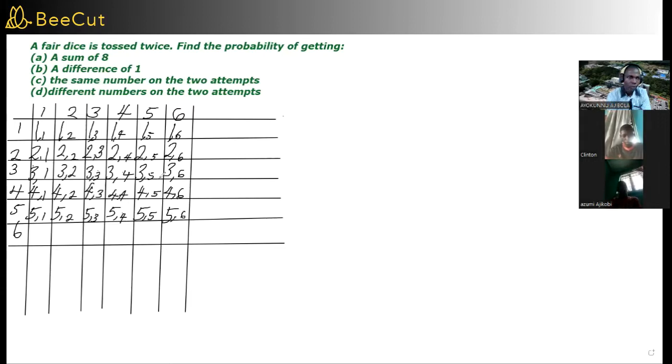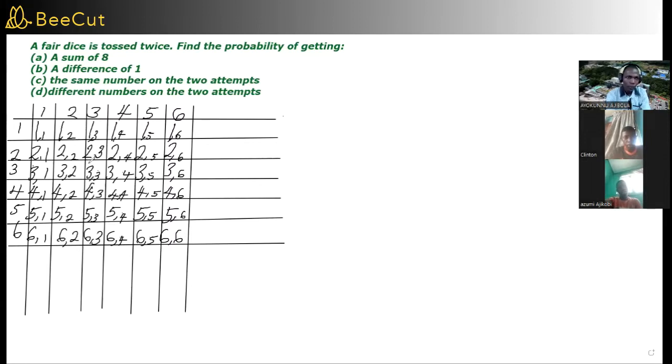So assume it's 2 pair dice that are tossed. So if you have 1, 1, they will say you have double 1. Or if you have 2, 2, double 2. So the last line, 6, 1, 6, 2, 6, 3, 6, 4, then 6, 5, and finally we have 6, 6. That's when you claim to have double 6 on 2 pair dice.